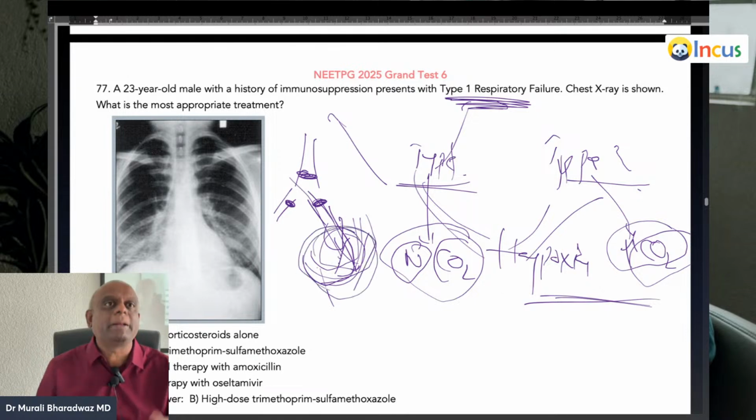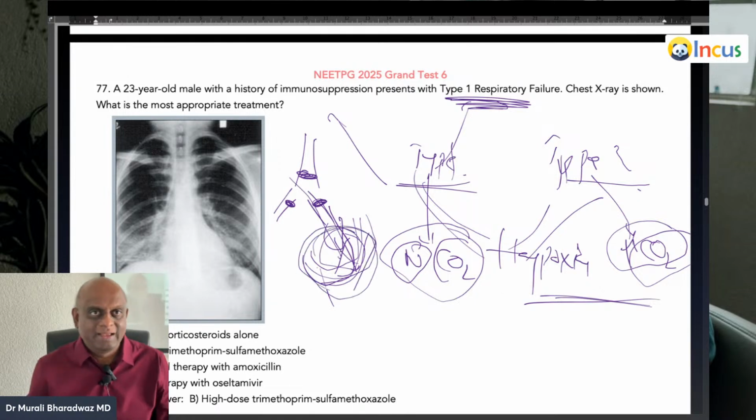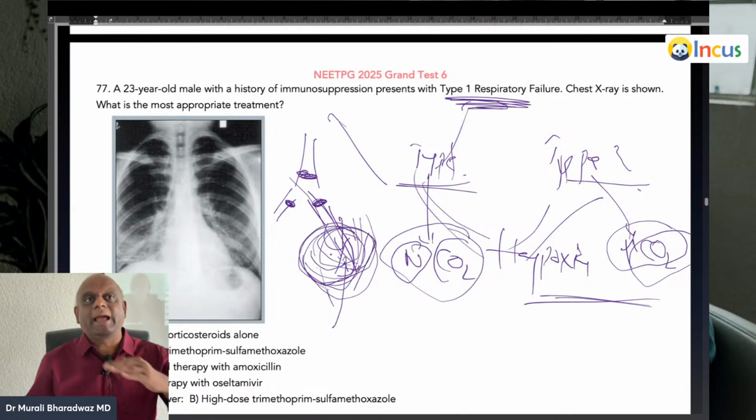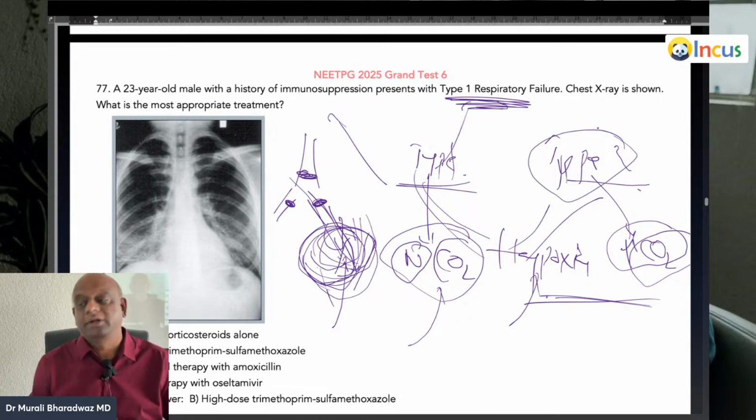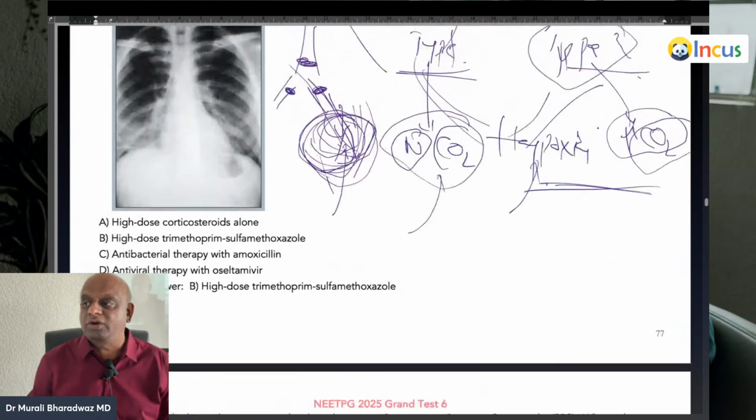Whereas pathology like pulmonary edema or any pulmonary fibrosis, so alveolar capillary level pathologies lead to type 1 respiratory failure with normocapnia and hypoxia. There is hypoxia with hypercapnia is type 2 respiratory failure is what you need to remember.